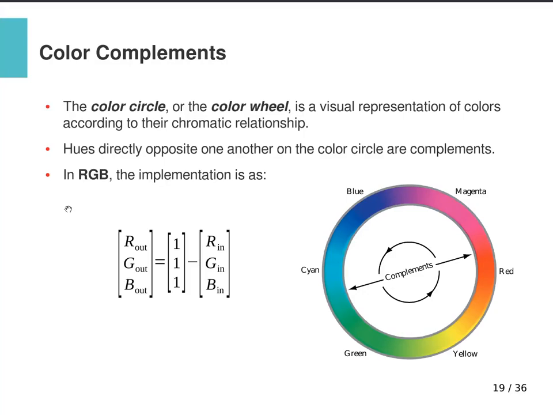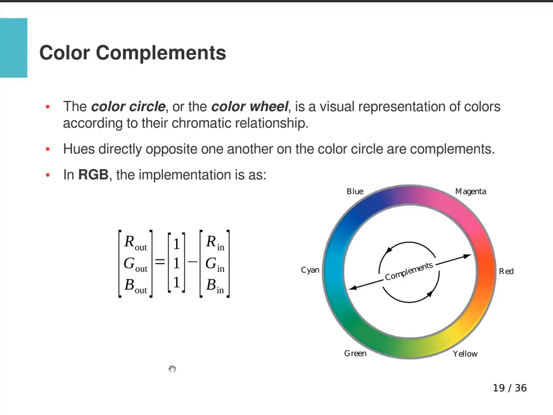So now let's take a look at another color transformation, more specifically color complements. We can create a color circle or a color wheel, which is a visual representation of colors according to their chromatic relationship. So this is an example of a color circle. Hues directly opposite one another on the color circle are complements. For example, red and cyan are complements, blue and yellow, and magenta and green, and anything in between.